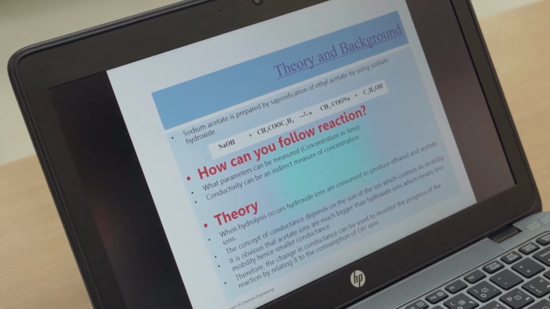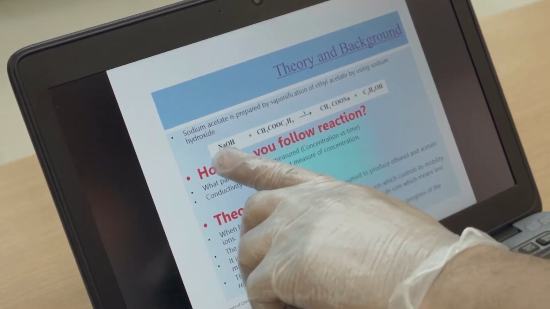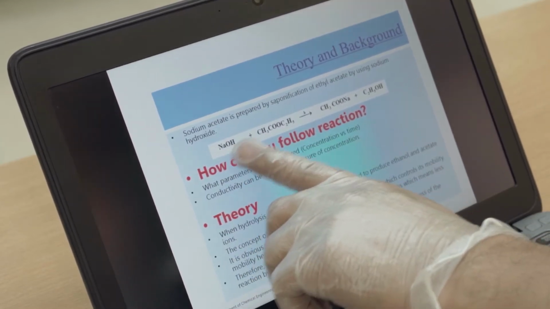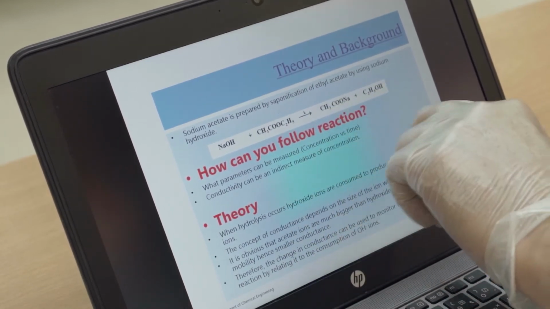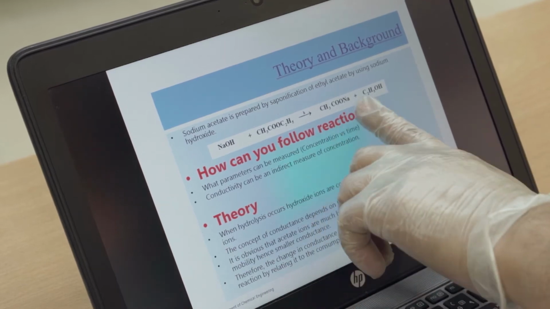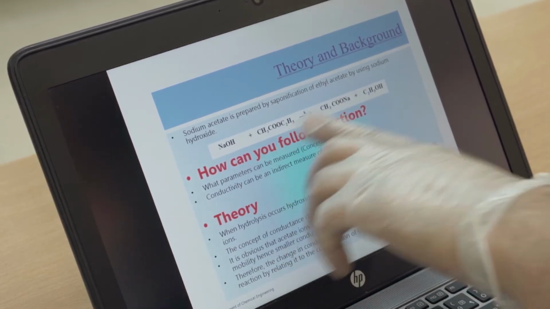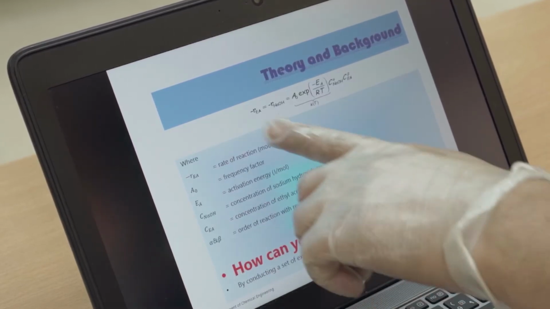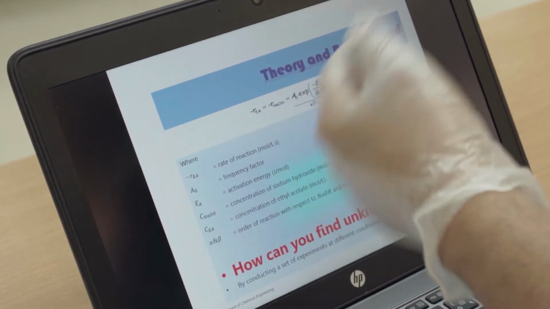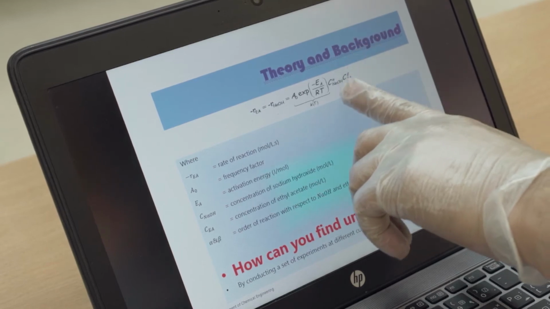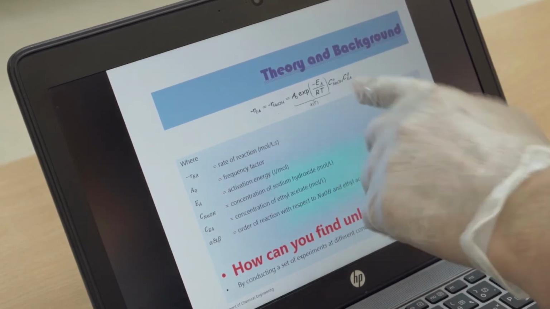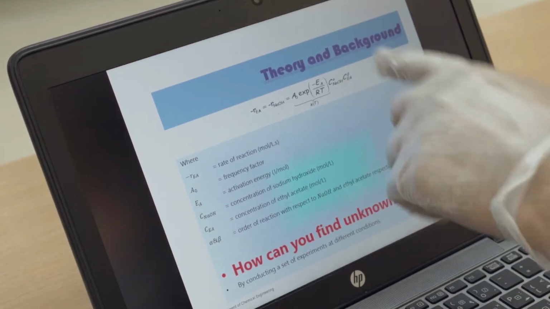So this is the reaction that we have. Sodium hydroxide reacting with ethyl acetate gives you sodium acetate and ethanol. Now if I want to write the rate equation for this, it will be the rate of ethyl acetate, minus because it is getting consumed, and NaOH also getting consumed, so k C_A C_B. A is NaOH and B is ethyl acetate.